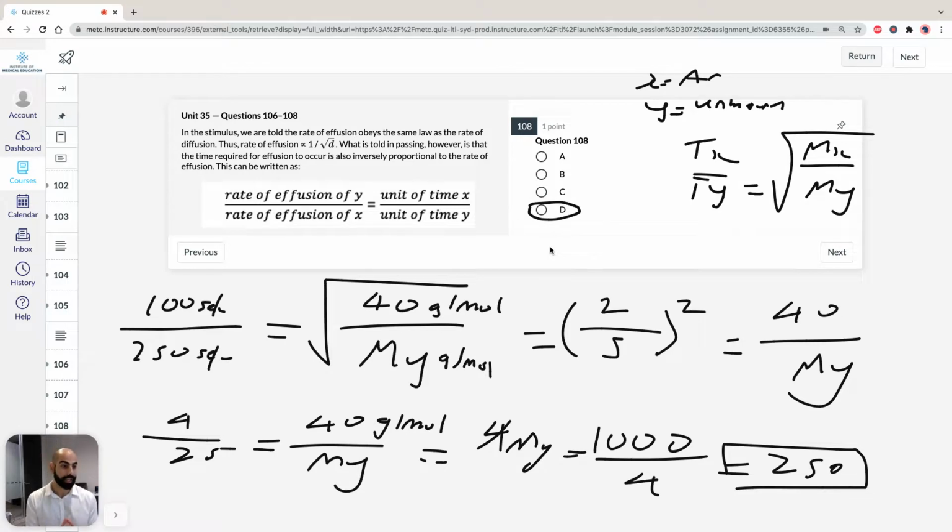So this unit was very mathematics intense. But again, if you take a systematic approach, read the question properly, and go back to first principles, you'll be fine in answering these questions.